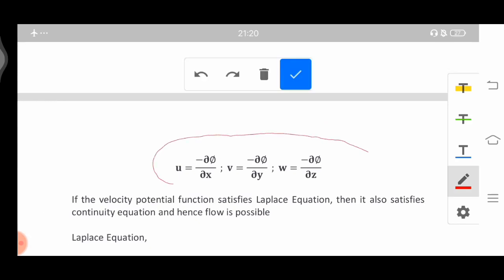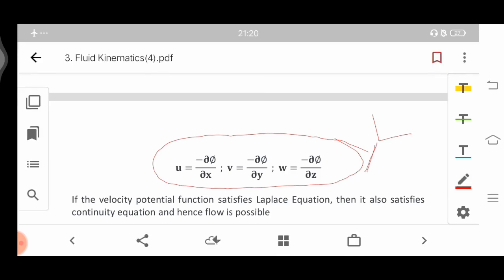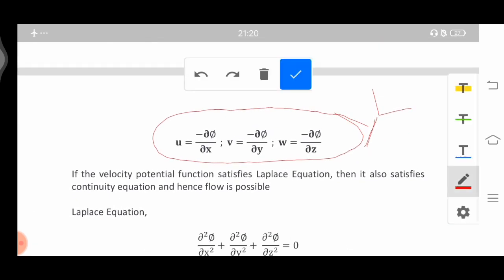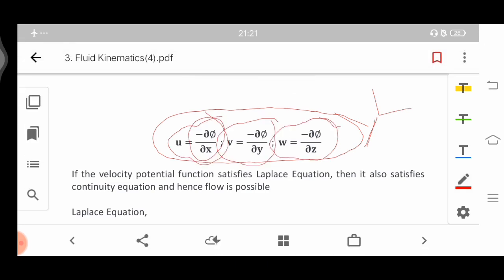So mathematically, let's see the equation. u, v and w are the velocities in the 3 dimensions, that is x, y and z, and with the partial differentiation, it is the derivative, and also the negative sign shall not be ignored. So minus del phi upon del x will give the velocity in the u direction. Similarly, minus del phi upon del y will give the velocity in v direction, and minus del phi upon del z will give the velocity in w direction.